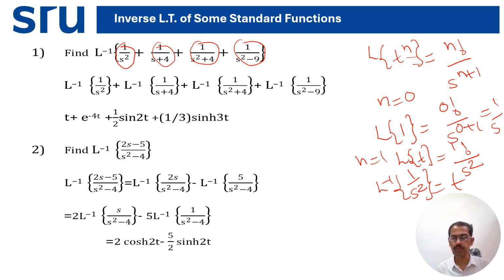In place of s, what is there here? Nothing, just 1 by s square is there. No need to apply this shift. So for 1 by s square, you just write down t here.